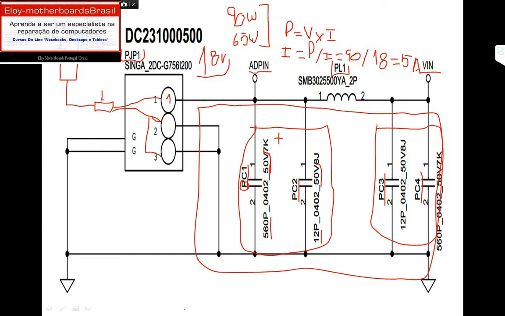So this 18 volts will arrive on this motherboard as ADP in. Why is it ADP in? Because A is alternate current. But you say, but Claudio, how can you say alternate if this is 18 volts DC, not AC? Why is this A right here? This A is to remind us that we can find alternate components right here.